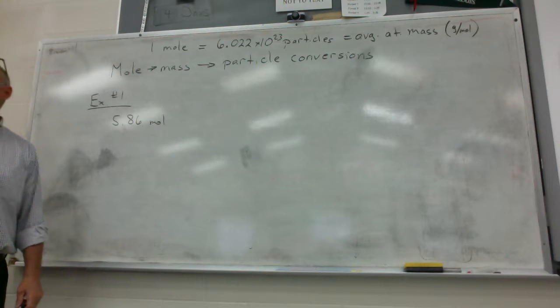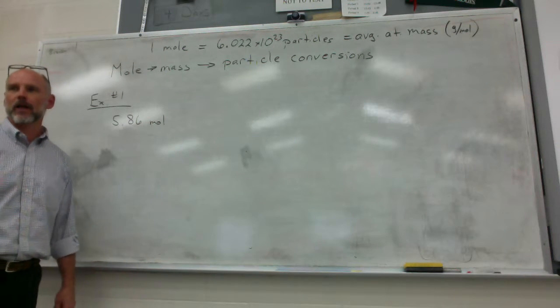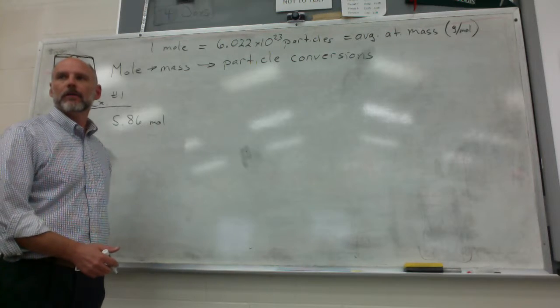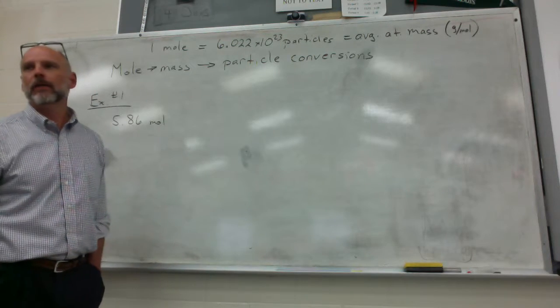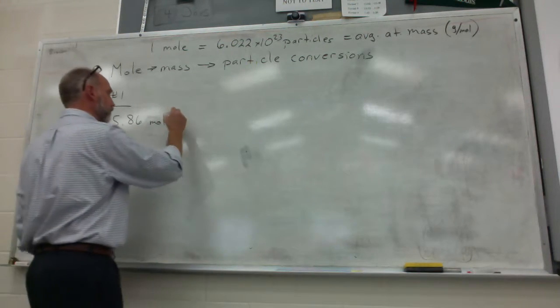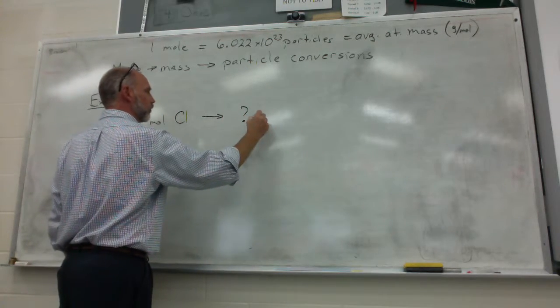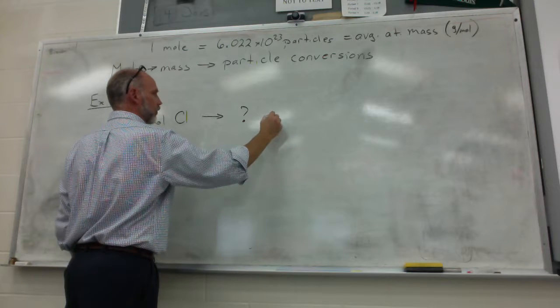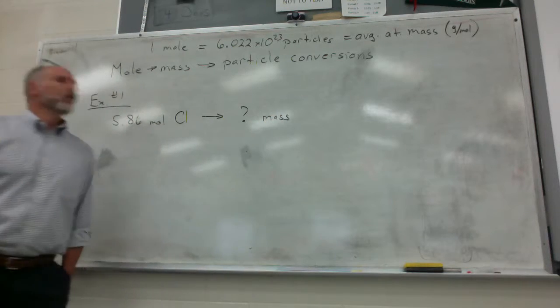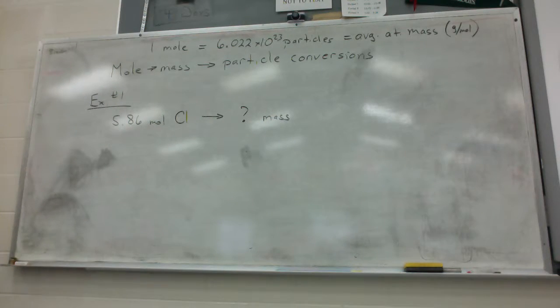Anyway, 5.86 mole of, Brendan, I need your favorite element. Chlorine. All right. So, if you're provided with 5.86 mole of chlorine atoms, what mass of chlorine would be present?